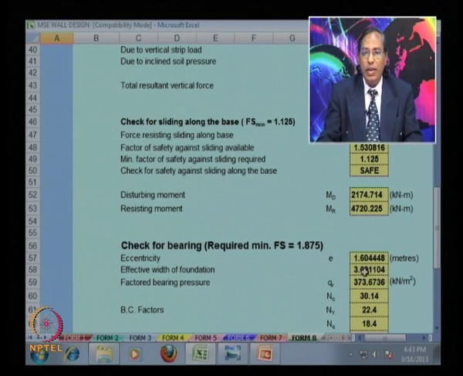Eccentricity e is 1.604448 meter, and the effective width of the foundation is 3.691104. Then the factored bearing pressure is 373.6736 kilonewton per meter square.